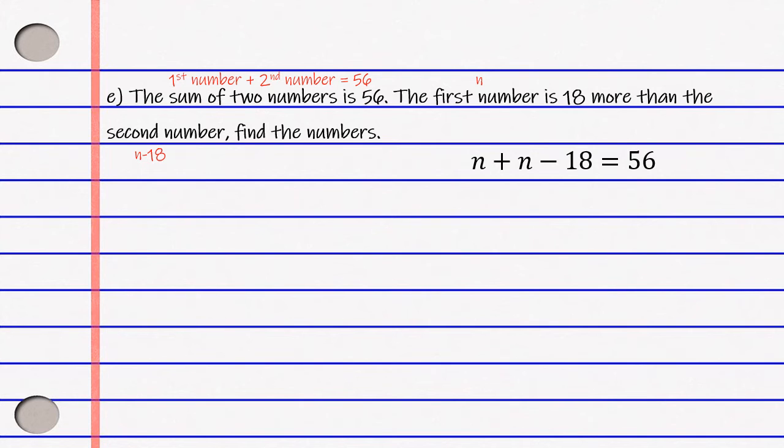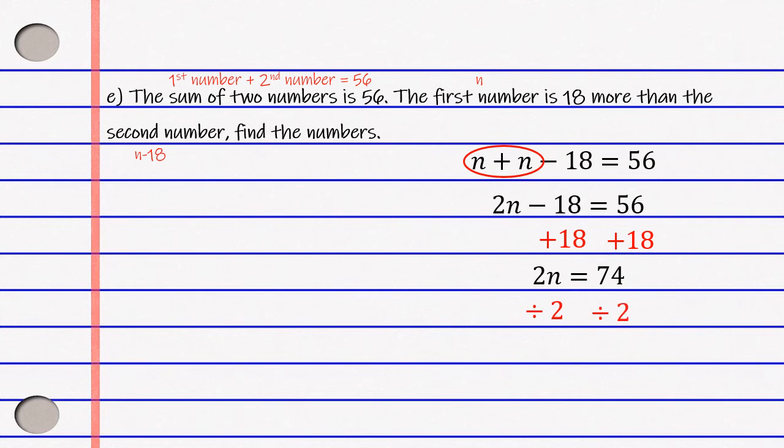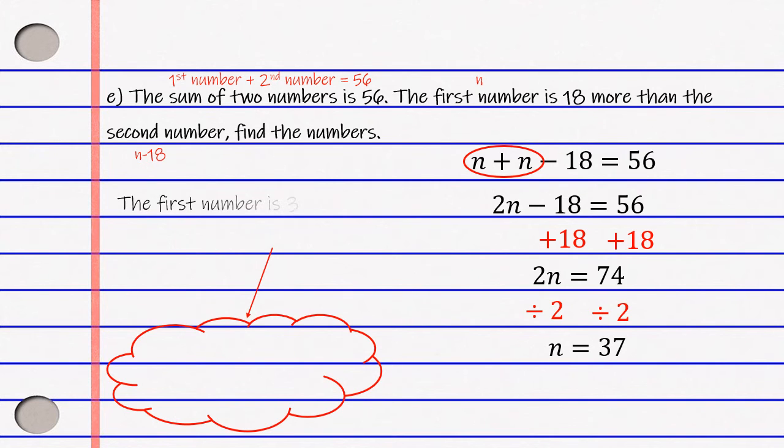Before I solve this, I should combine my like terms. So n plus n is 2n. And then I can go ahead and solve. So I'm going to add 18 to both sides. And I'm left with 2n equals 74. And then divide by 2. And I get n equals 37. So that tells me the first number is 37, but it doesn't tell me the second number.